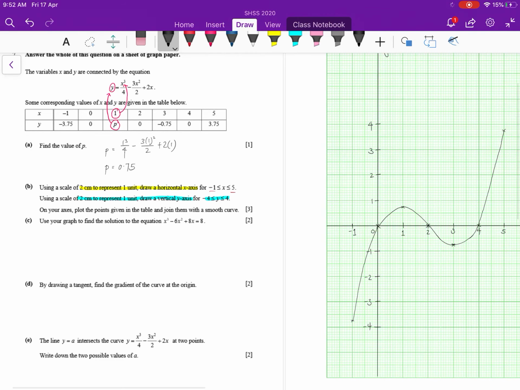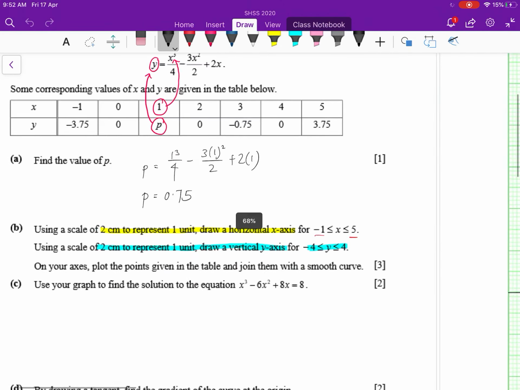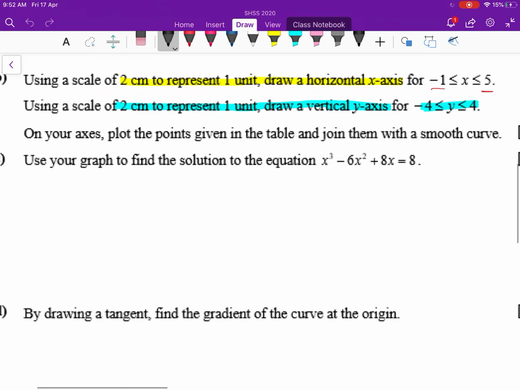Use your graph to find the solution of the equation. Now, I'm going to do something, but you're not going to know what I do first, but later you will know what I'm about to do. Now, this is x cubed minus 6x squared plus 8x equals 8. What I'm going to do is divide by 4 on the left side, and divide by 4 on the right side.